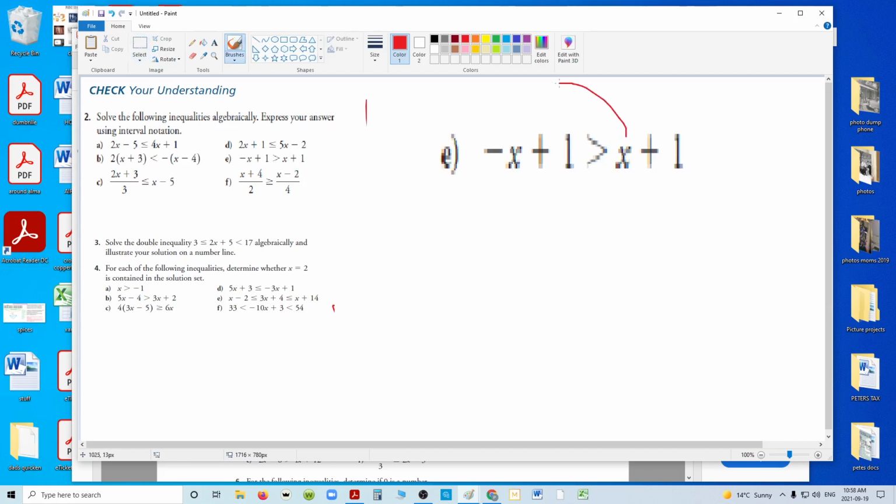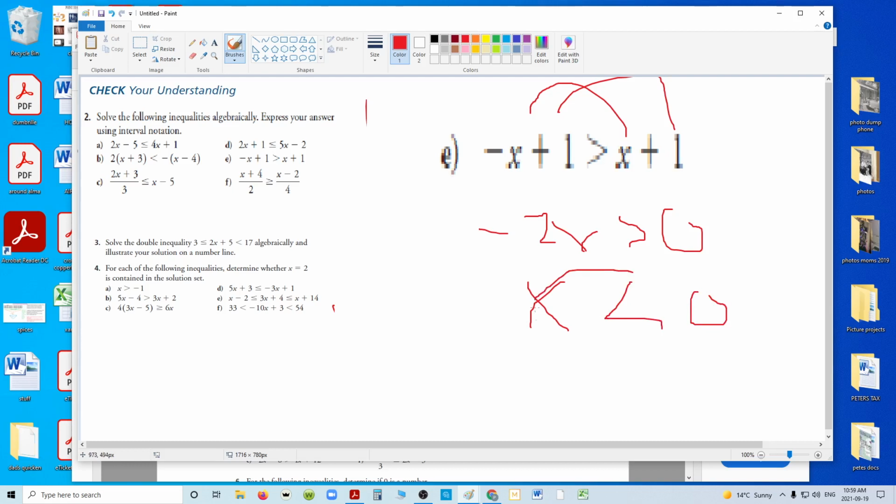When I solve here and bring the x over to this side, I get minus 2x bigger than, bring the one over here, 0. When I divide by minus 2, I still must switch the sign, and it says x must be smaller than 0. When I put 0 in here, I get 1 bigger than 1, which sort of makes sense. When I put minus 1 in here, I get 2 must be bigger than 0, which is true. So that's true. And in interval notation, I do a rounded bracket, negative infinity is the left side, comma, 0, rounded bracket.